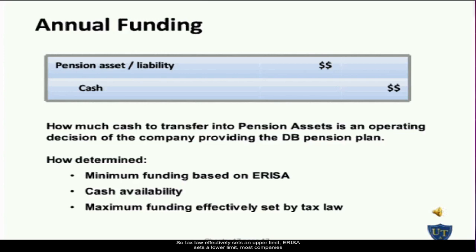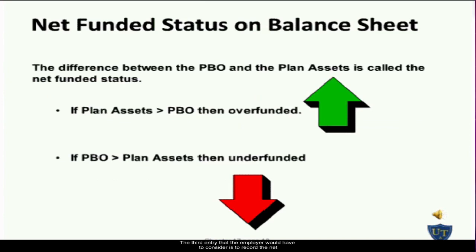So tax law effectively sets an upper limit. ERISA sets a lower limit. Most companies will be between those two amounts, and they'll decide how much to set aside based upon cash availability and their long-range funding requirements. A third entry that the employer would have to consider is to record the net funded status on the balance sheet. The difference between the best estimate of the pension liability, the PBO, and the plan assets is called the net funded status. If the pension plan has more assets set aside to fund it than liability claims, it's considered overfunded, and the net position would be an asset.